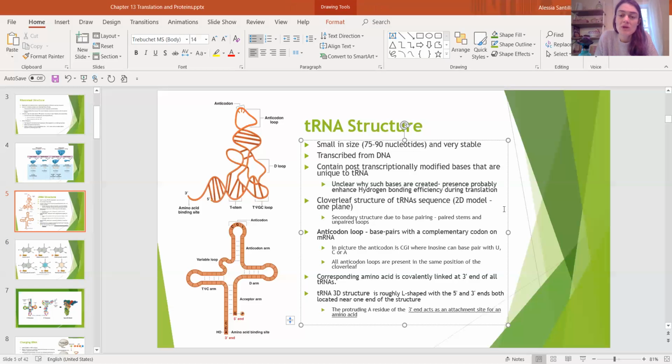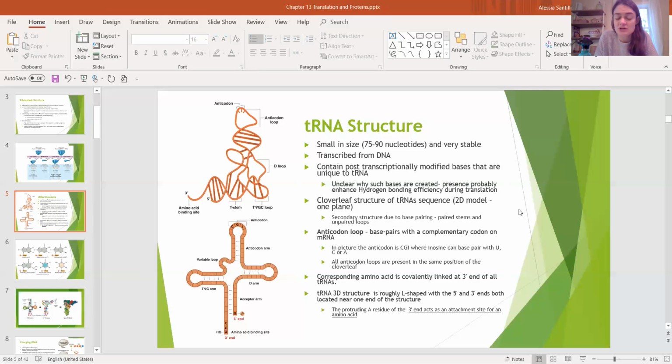Okay, so when we look at our tRNA, there are two different ways that we can look at its structure. We can look at it on one plane. If we take our sequence of RNA and allow the complementary places to bind together, this is basically a two-dimensional model. It's one plane, and we see a clover leaf. You can start seeing where the anticodon is, right? This is the anticodon. You have the 3' end and the 5' end.